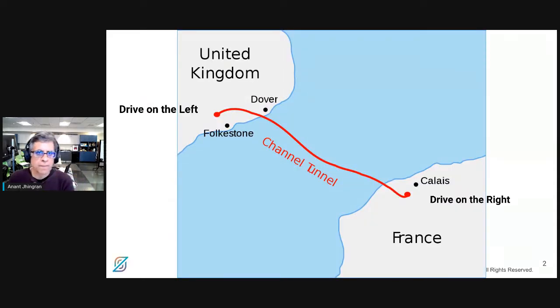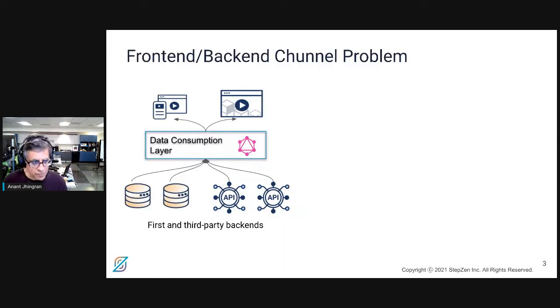So the channel, which is a massive feat of engineering, connects England to France. And as you all know, you drive on the left in England and you drive on the right in France. And whether you're starting from France or whether you're starting from England, somewhere in the middle, you kind of switch the direction and you're seamlessly on the other side. Okay. And so the channel is just an awesome way in which two different perspectives are brought together and merged in the middle. A similar problem exists with respect to the front end and the backends.